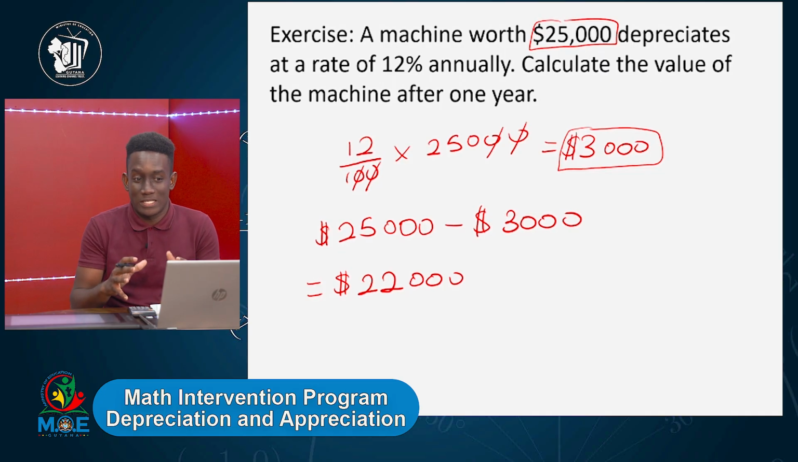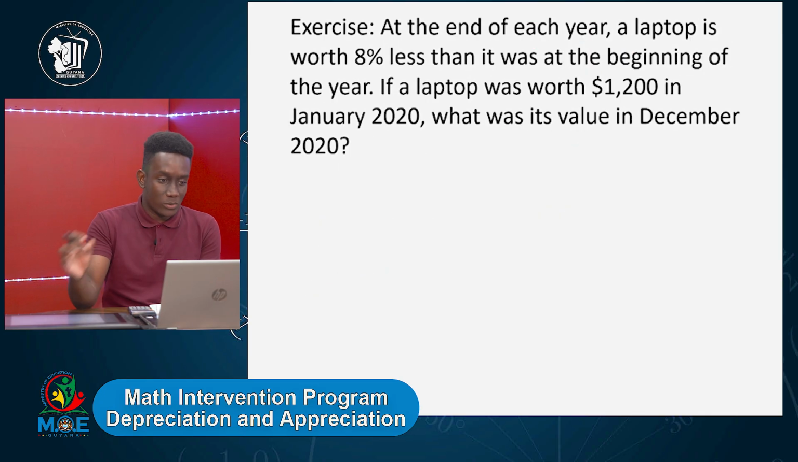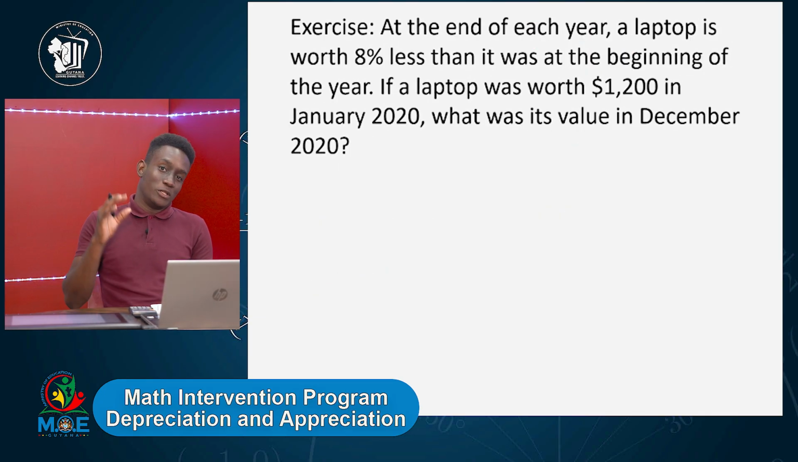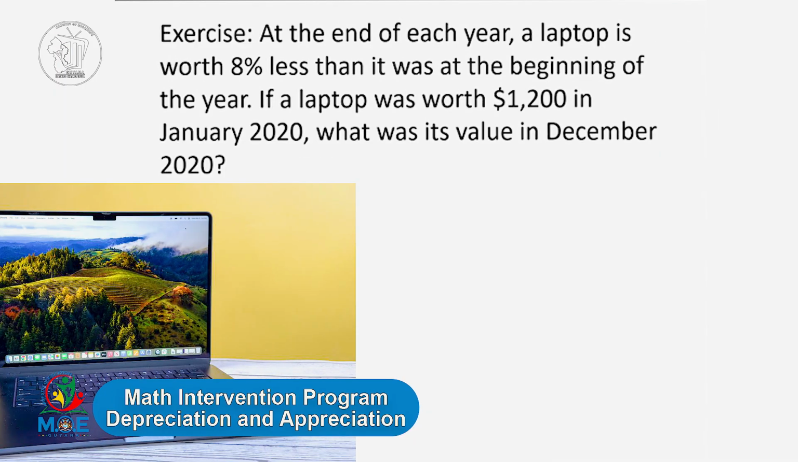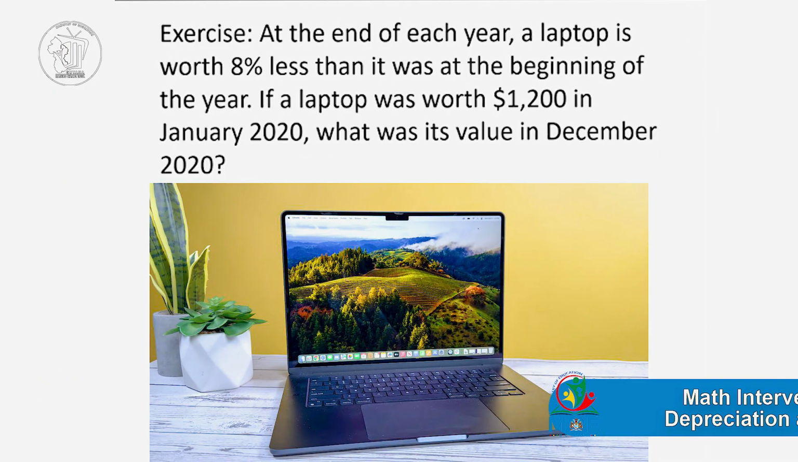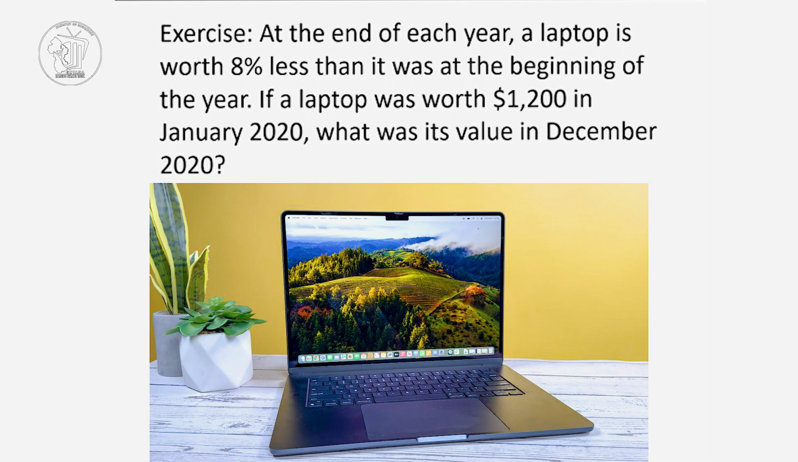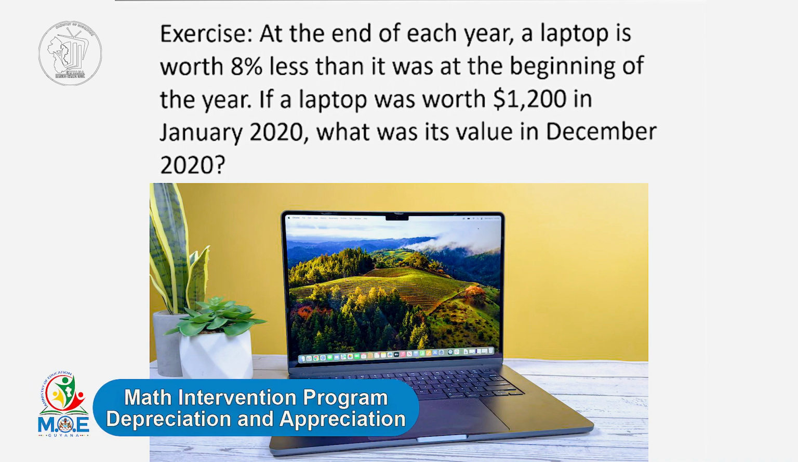I saw that it's 12%, so I take off 12% from the 25,000 and I end up with 22,000. And if you use the formula, you will get the same answer. Let's look at the last question, and I will not use the formula for this last question either. So this one says, at the end of each year, a laptop is worth 8% less than it was worth at the beginning of the year. So if the laptop was worth $1,200 in January 2020, what is its value in December 2020?